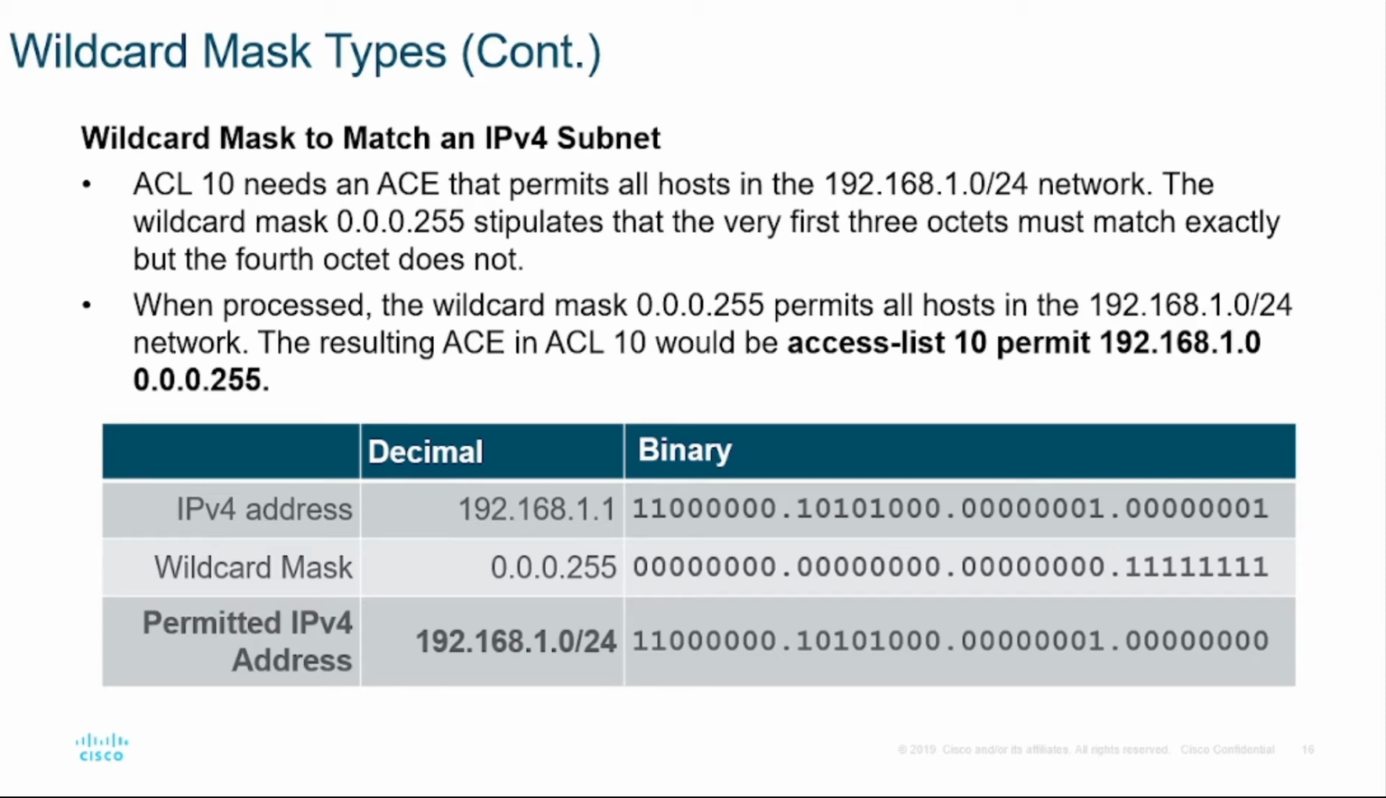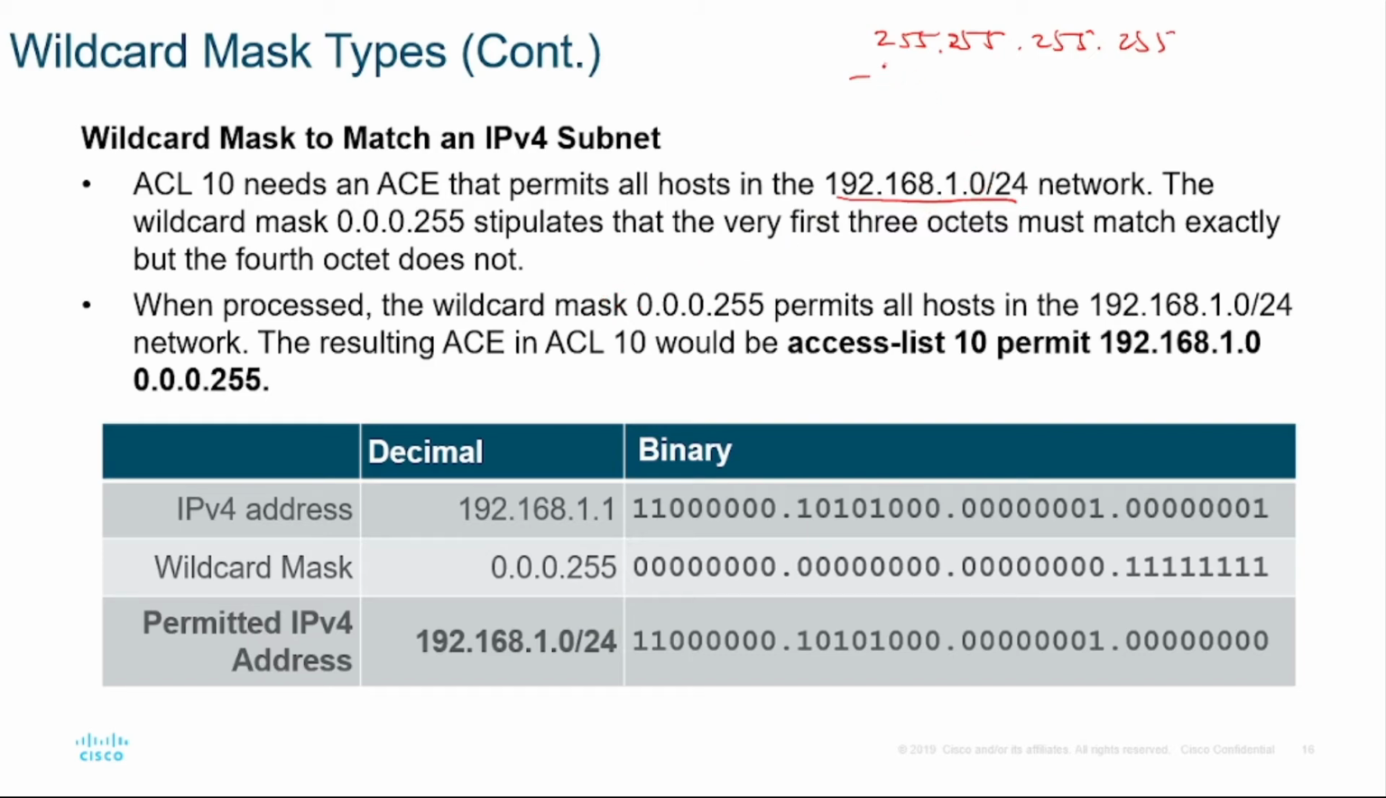So the same with wildcard mask to match an IP version, this time a subnet. So for this particular example, it permits a particular subnet, this one. So this is the subnet. To get the wildcard mask of this, first you have to subtract the subnet mask from 255.255.255. So you have to subtract what is the subnet.